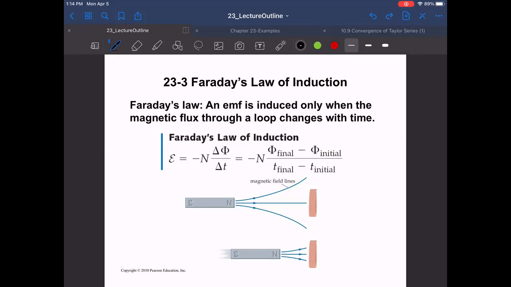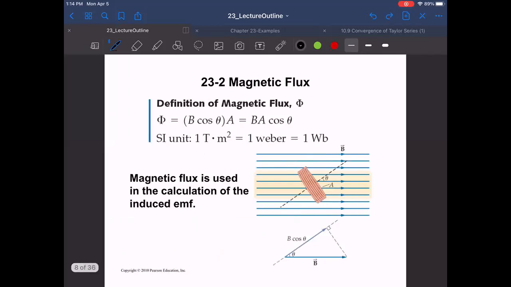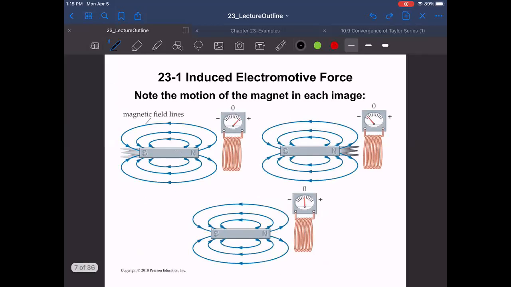Right? How many different ways can you think of to change the magnetic flux through a loop? Anybody think of any ways we could do that? Change the angle. There's one. What else could we do? Move the magnet. That was one we just did, right? Move the magnet. What else could we do? What's that? Yeah, you could spin the magnet. That'll do it. What else could you do?